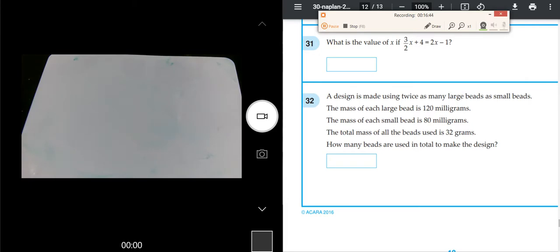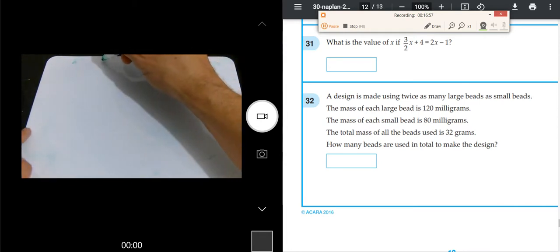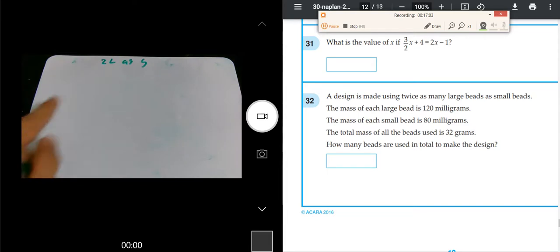So then it says how many beads are used in total to make the design. So we'll use L and S as important numbers here. It says that there is twice as many large as small. So I've got to make sure that the number I have in front of L will be twice as many as what we end up having with S. Could be 2 to 4, 3 to 6, anything. But it has to be twice as many.